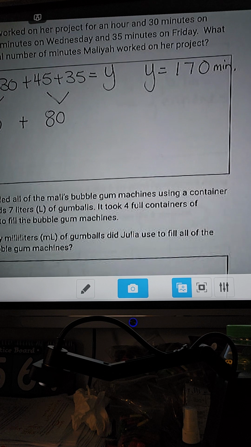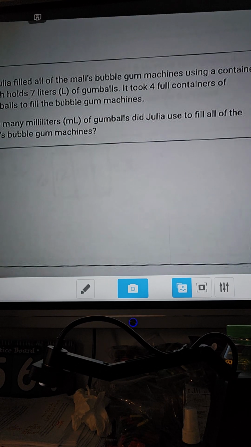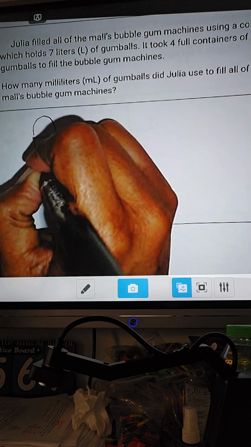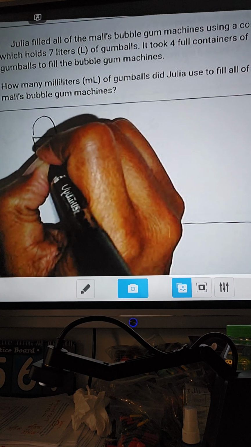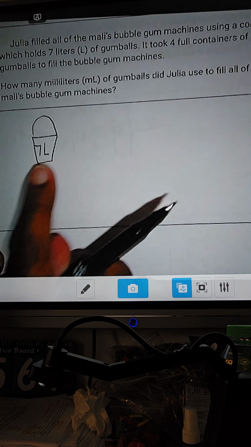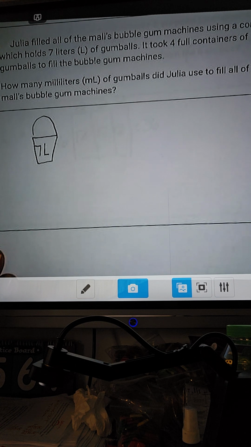All right, and finally, number 15. Julia filled all of the mall's bubblegum machines using a container which holds 7 liters. Here's my container with 7 liters of bubblegum balls, gumballs. It took 4 full containers of gumballs to fill the bubblegum machine. How many milliliters of gumballs did Julia use to fill all of the mall's bubblegum machines?